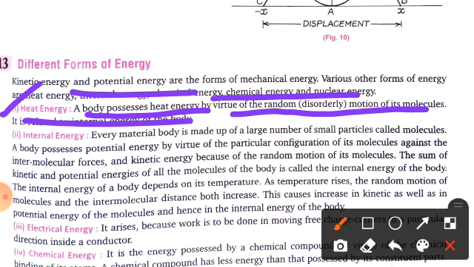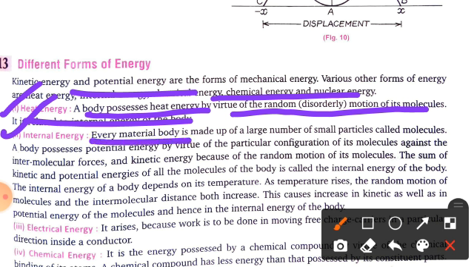What does it mean? It means that if you provide external heat to the molecules, suppose you provide heat to liquids as well as gases, the molecules start to move randomly, or you can say in a zigzag motion. Clear? So due to the random motion, heat energy is produced. Fine. Now come to the internal energy.